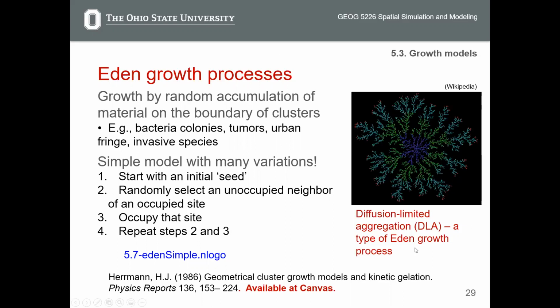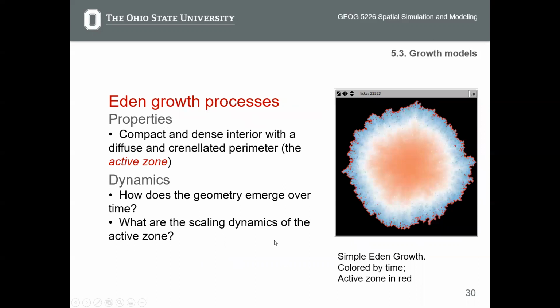Okay, on the right side is an example. It's a type of Eden growth model. It's called diffusion limited aggregation. Okay, I'm going to introduce it later, but the very simple version of Eden model can be found here. Okay, model 5.7.